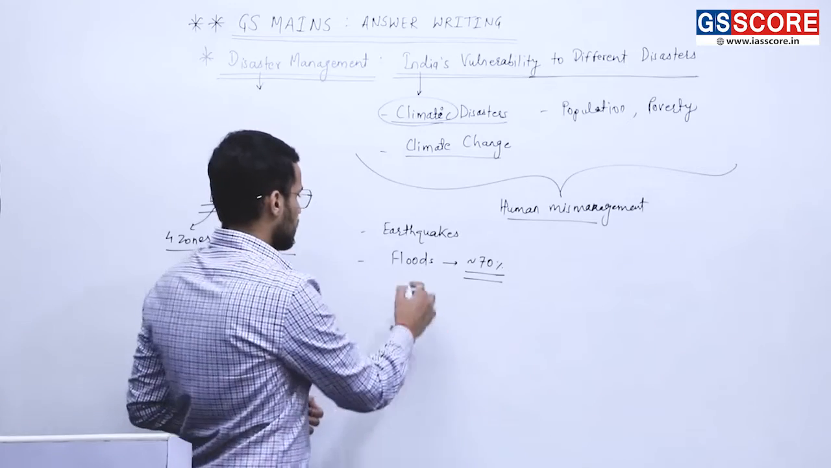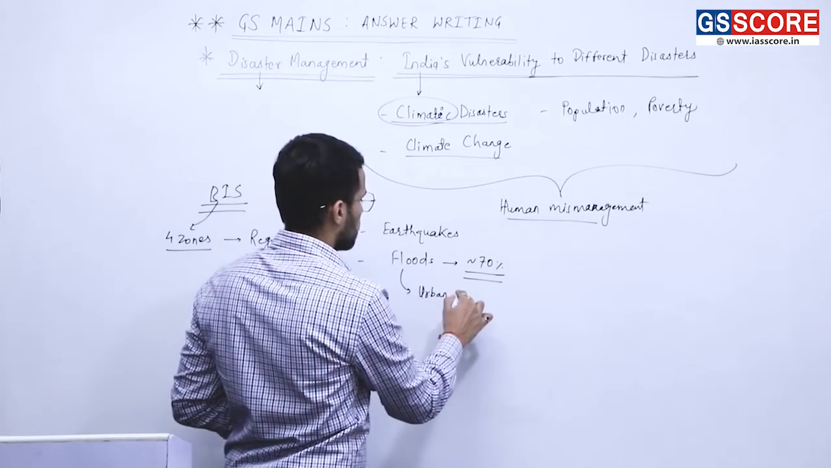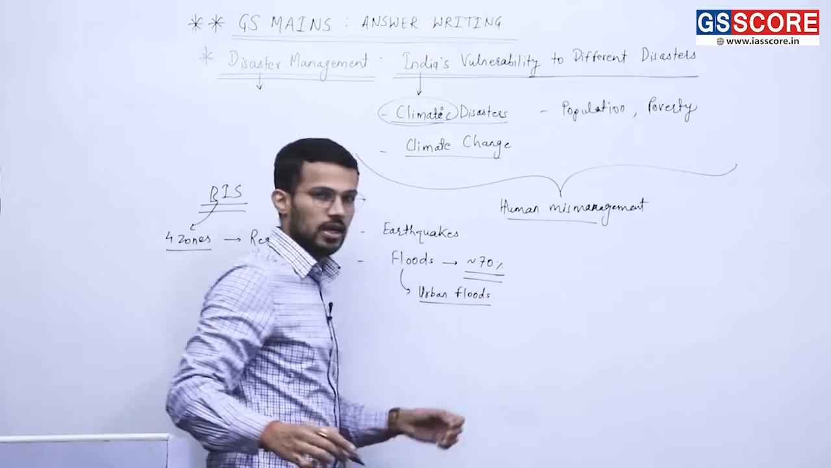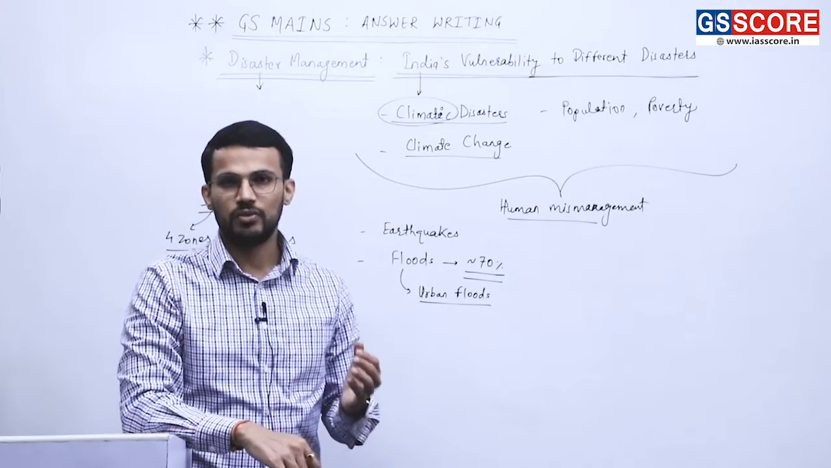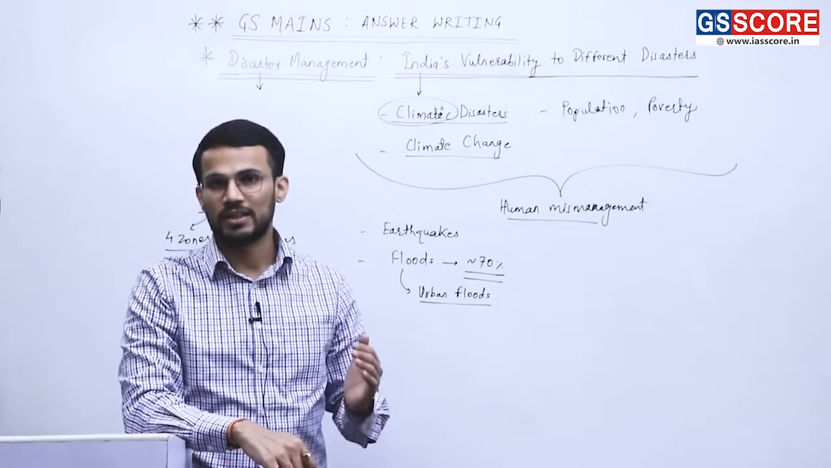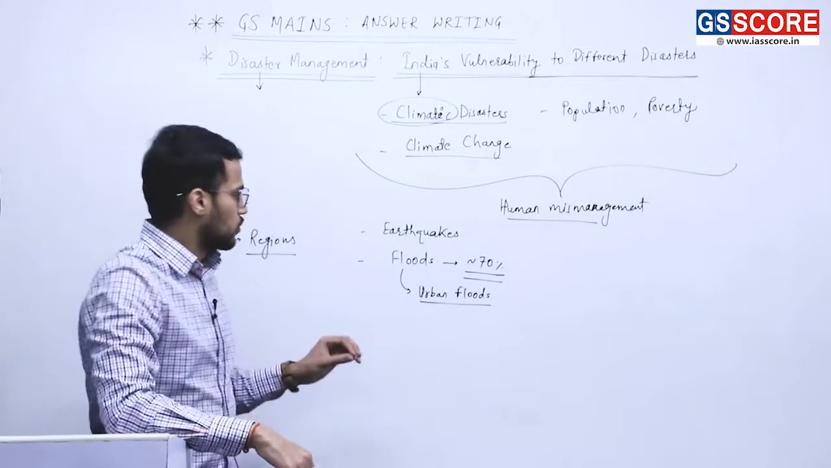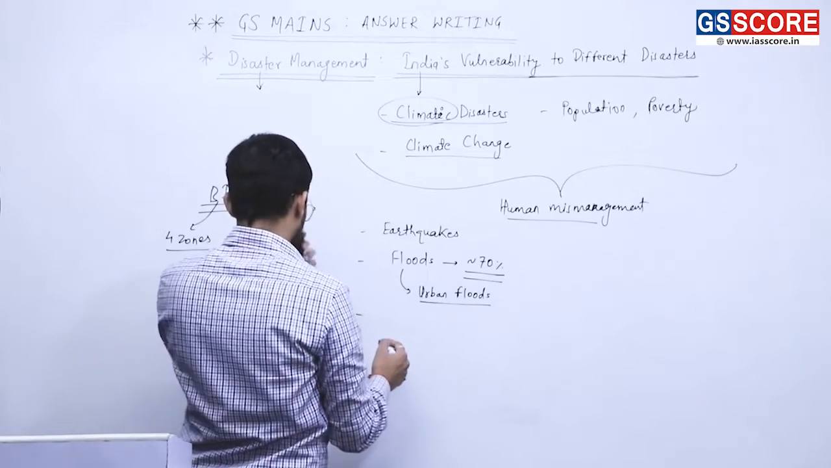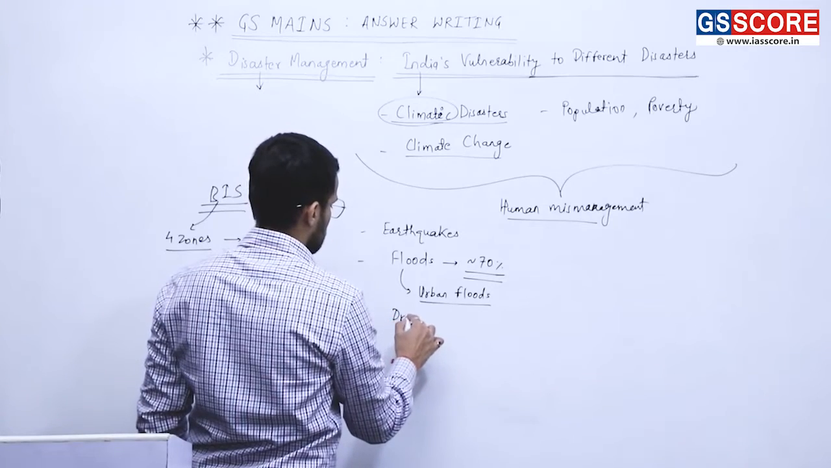Added to that, there is a new phenomenon these days, what is called urban floods. Urban floods are primarily the result of the concretization that we have carried out. Encroachment in the wetlands has also led to urban floods, right? So floods are the second disaster. Then we also have disasters in the form of droughts.